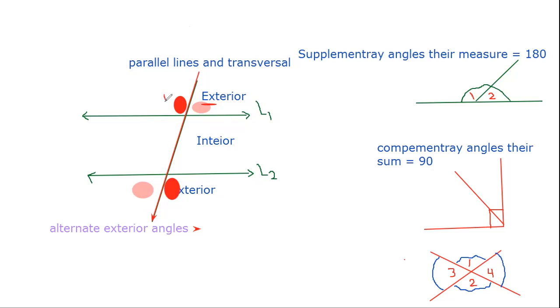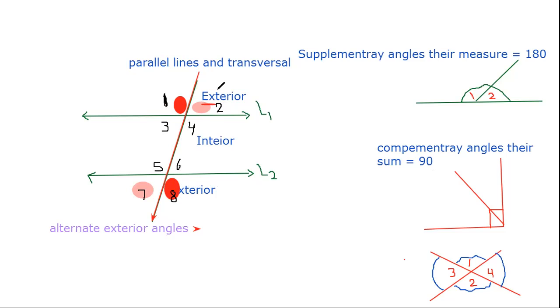I can write that this angle, for example, is angle 1, and this is angle 2, angle 3, angle 4, angle 5, angle 6, angle 7, and angle 8. So which pairs will be alternate exterior? One left, one right, and they are lying in the exterior region. So we can say 1 and 8, and 2 and 7.